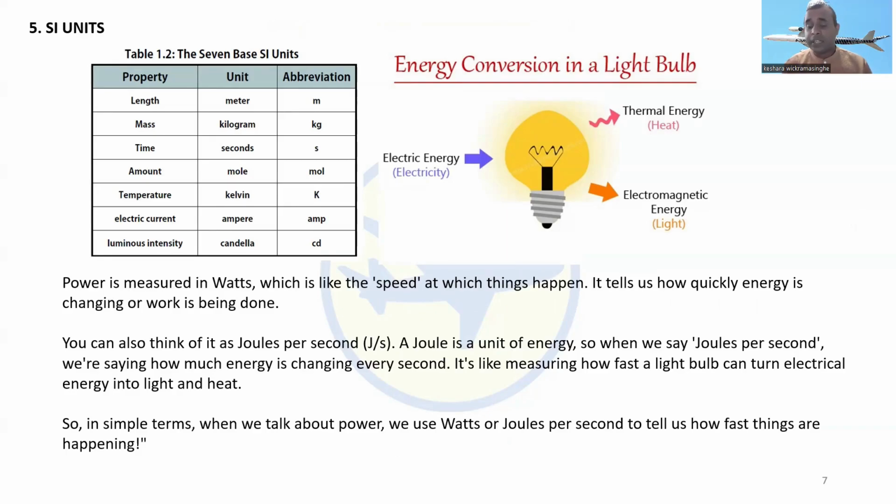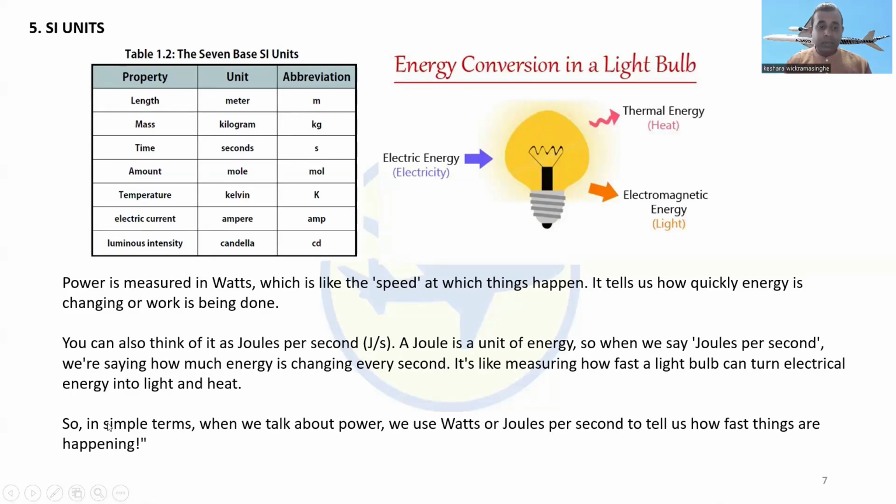A joule is a unit of energy. So when we say joules per second, we are saying how much energy is changing every second. It's like measuring how fast a light bulb can turn electrical energy into light and heat. You can see this energy conversion in the light bulb: electric energy goes into the bulb, and the bulb gives us thermal heat energy and electromagnetic energy. Electromagnetic energy comes out like light, and thermal energy goes out like heat.